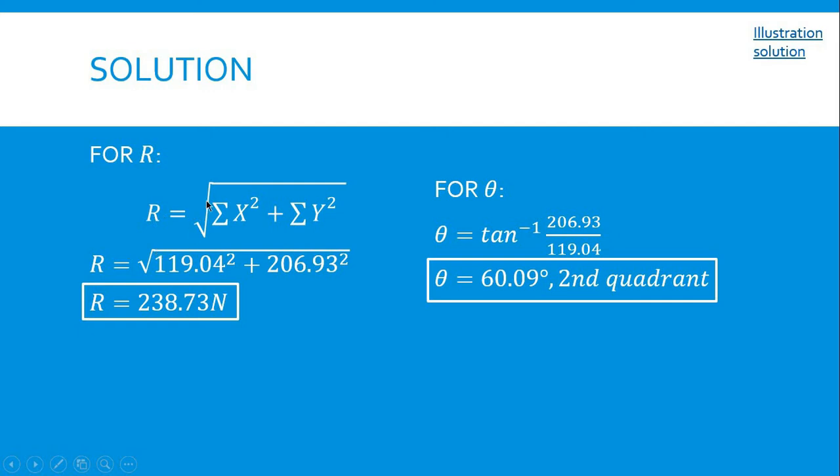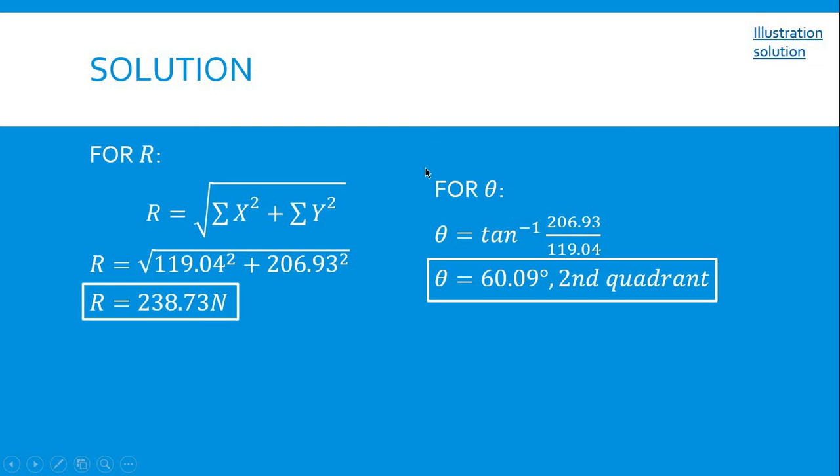R is equal to the square root of the summation of x squared plus the summation of y squared. So by simply substituting the answers for the summation of x and summation of y, we get the square root of 119.04 squared plus 206.93 squared, which gives us the total of 238.73 Newton.